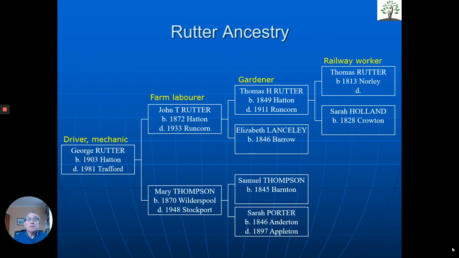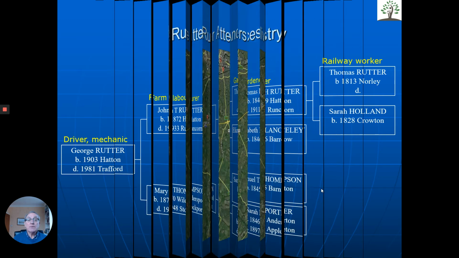So all of these places are within Cheshire, and one of the obvious things to do in this case is to find out where these places were and help you, if it's your ancestors, to locate where they lived and hopefully go and walk in their ancestors' footsteps. So we'll look at a map which we prepared in a moment. So Thomas and Sarah in Norley and Croughton, they moved to Hatton. Mary's in Wilderspool. So let's have a look at that.